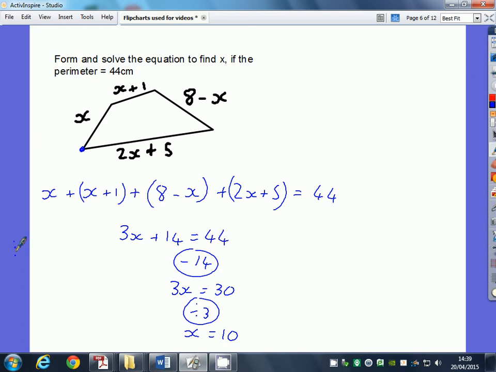We can check it. That gives this side here a length of 10. If x is 10, that one there is 11. 8 minus x is negative 2. So it's a bit of a silly question, really, isn't it? So it's obviously not going to work. 2 lots of 10 is 20, plus 5 is 25. Does it give us an answer of 44 for the perimeter? Obviously, the numbers didn't work too well for the question for us, though.